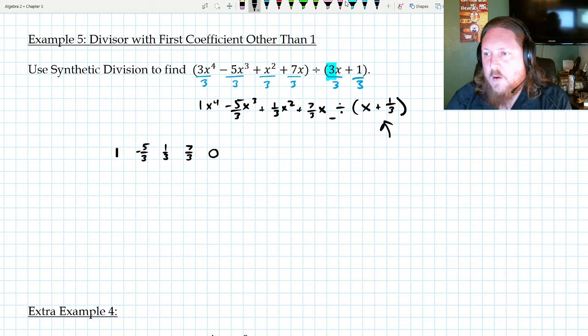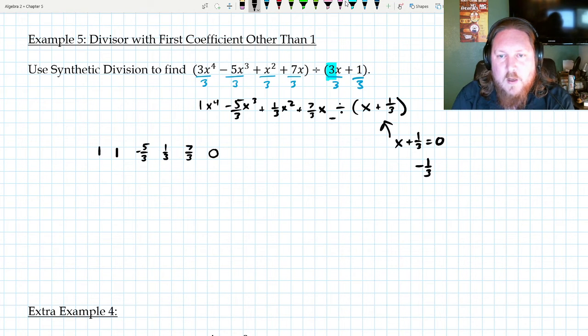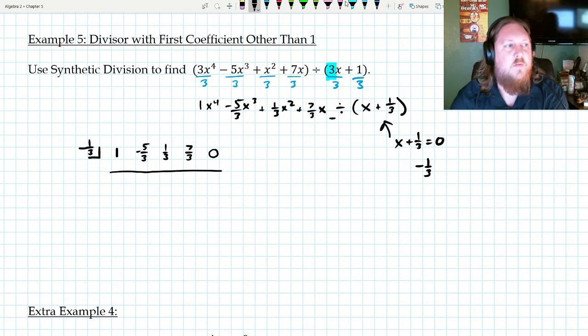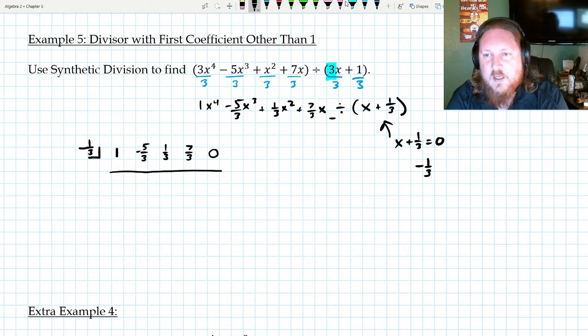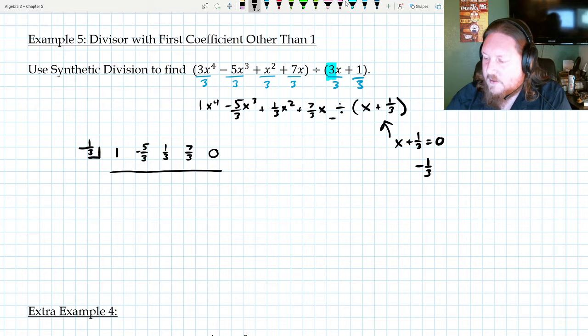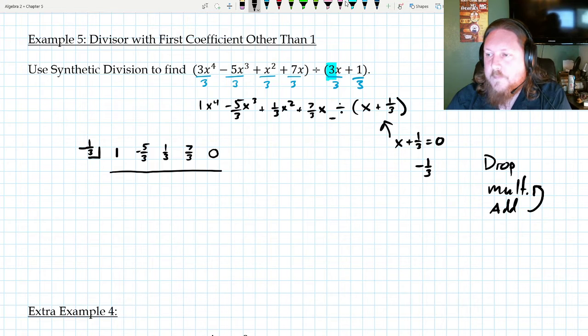Then I check my binomial I'm dividing by. It has to be equal to 0, so I'm going to have negative 1/3 as my number that I'm going to use in the synthetic division. And set it all up here with a line. And now I've got myself my synthetic division all set. And remember, the process is drop, multiply, add, repeat.